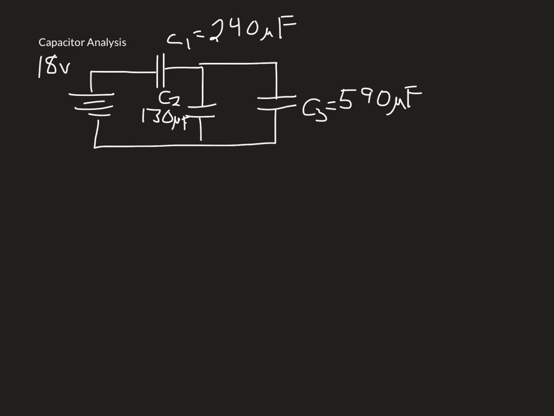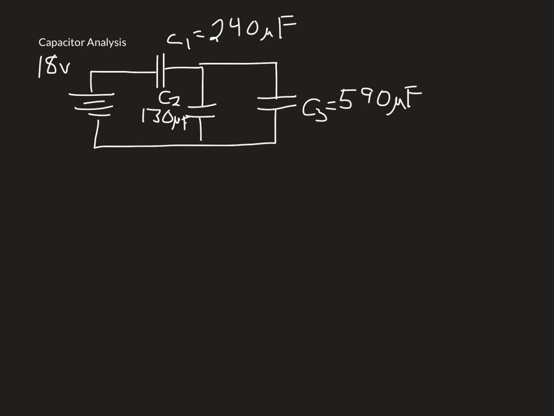The charge across C1 is equal to the sum of the charges on C2 and C3. That's because of conservation of charge. So if there are 10 coulombs of charge on this plate, that must leave behind negative 10 coulombs of charge, but shared, because of this junction, shared between C2 and C3.